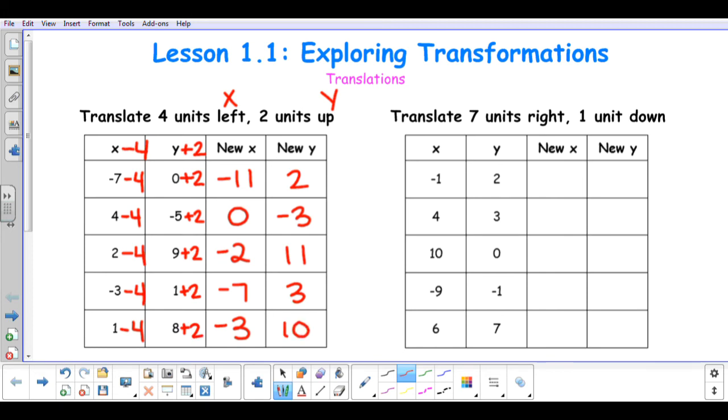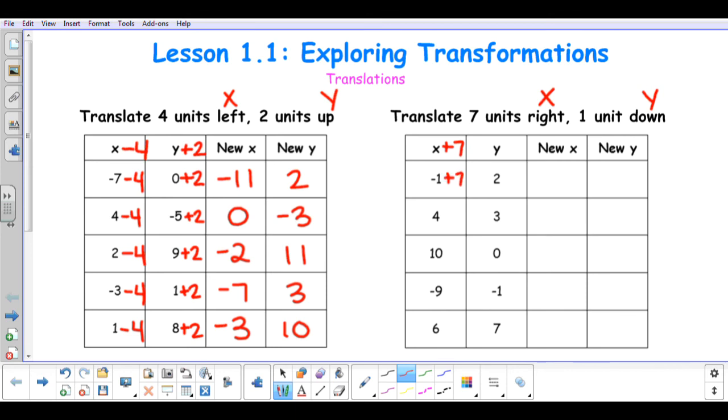So now in the next one, I have translate 7 units right and 1 unit down. So when I go right, that'll be my x, and down will be my y. To go right, that is the positive direction, so I will be adding the 7 units. So each one of these x's, I'm going to add 7 to.